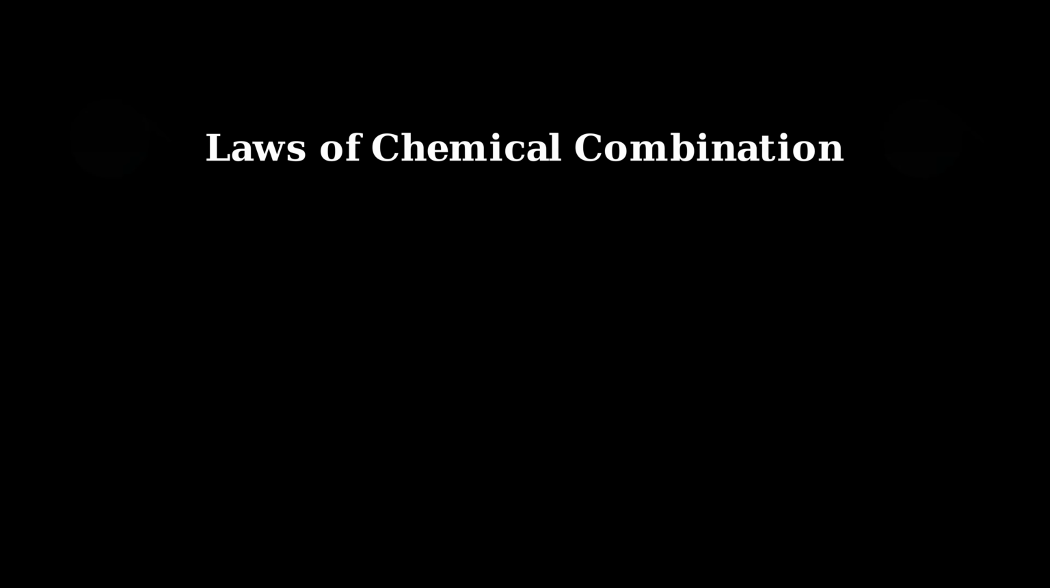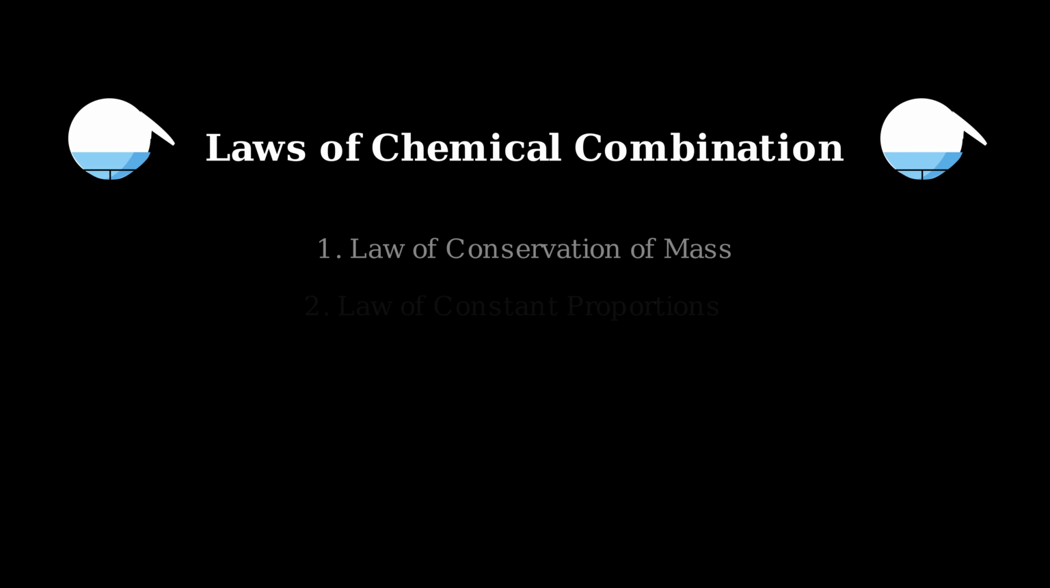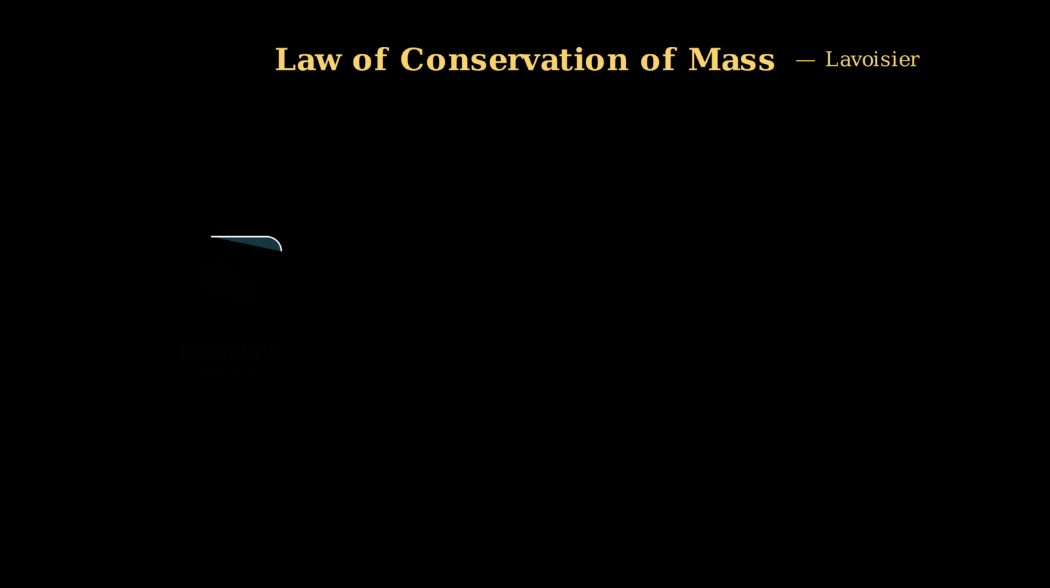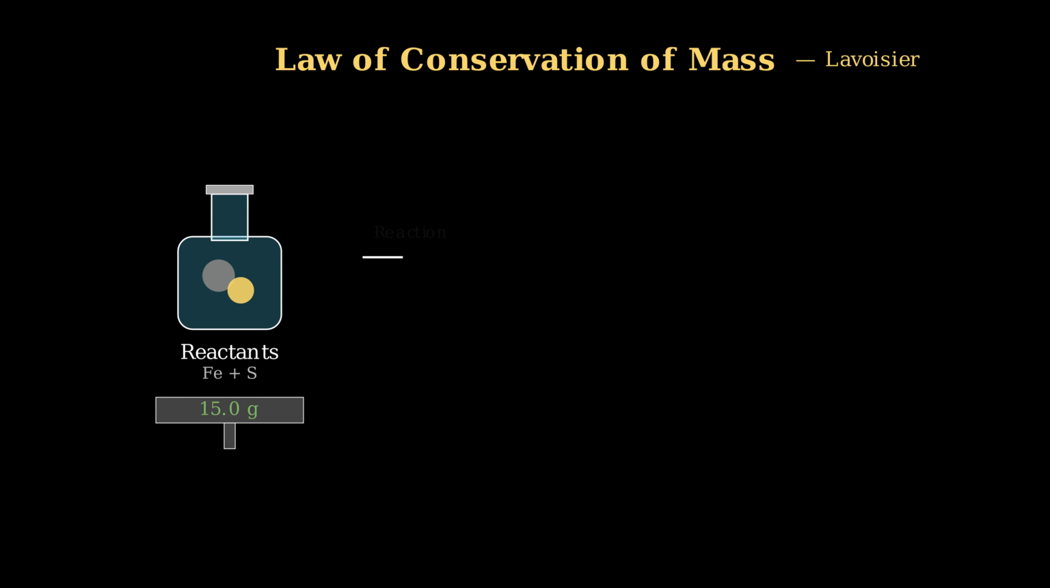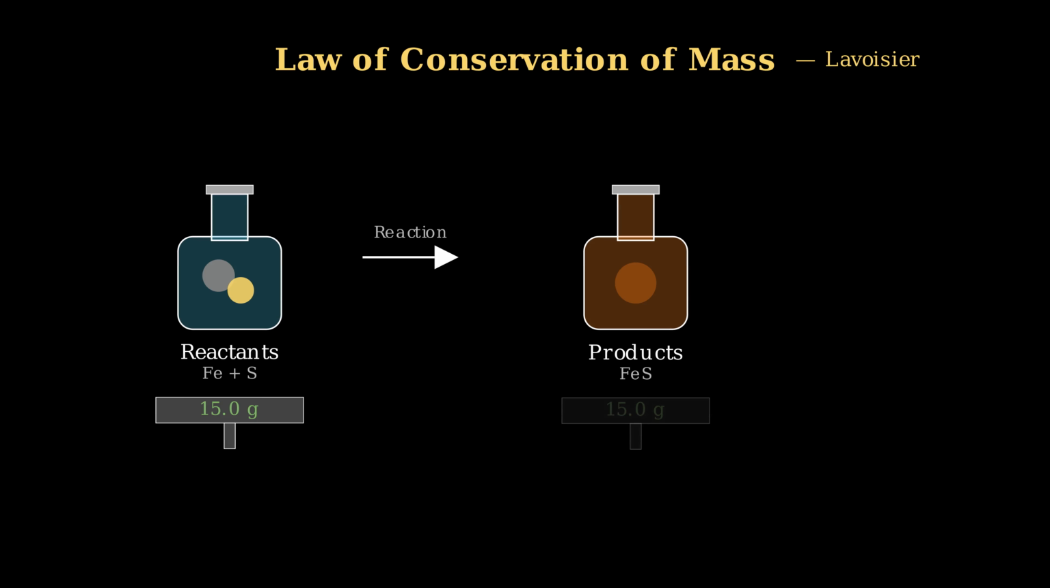Before we talk about atoms, we need two laws that all chemical reactions must obey. These laws were discovered by careful experiments long before anyone could actually see an atom. The first is Lavoisier's law of conservation of mass. In any chemical reaction, the total mass of the reactants always equals the total mass of the products. Mass is never created and never destroyed.